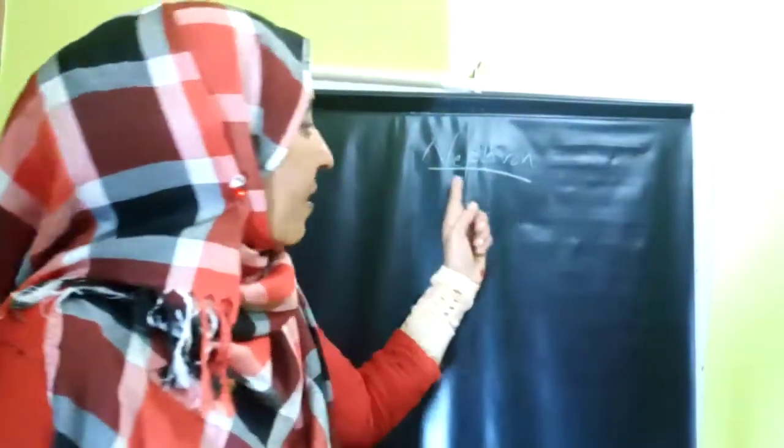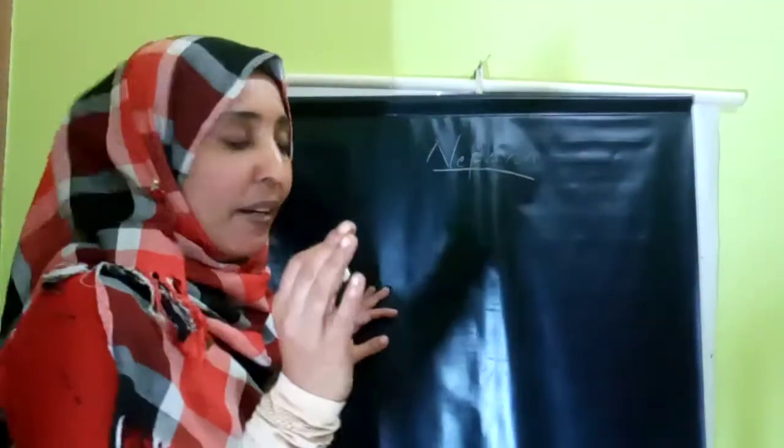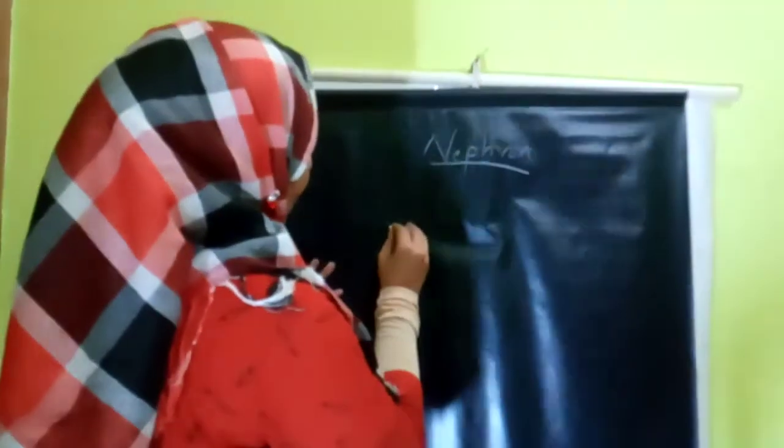Listen. Inside the kidney, we can see a large number of very small filtration units. These filtration units are known as nephrons. The nephron is a very small filtration unit present inside the kidney that is able to filter the blood. So, we can look at the structure of this nephron.